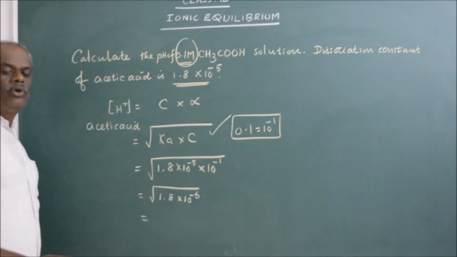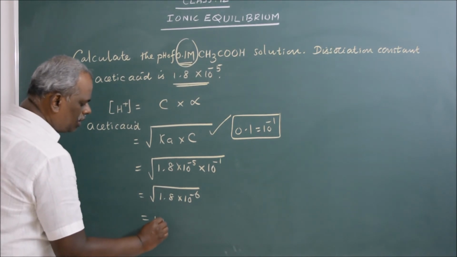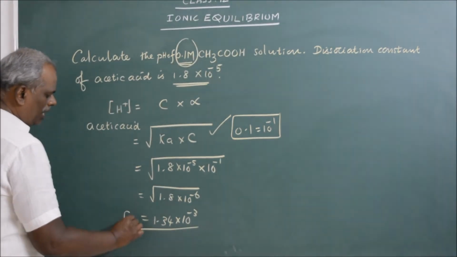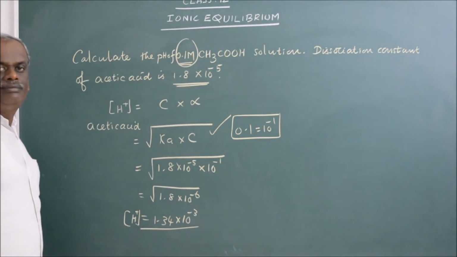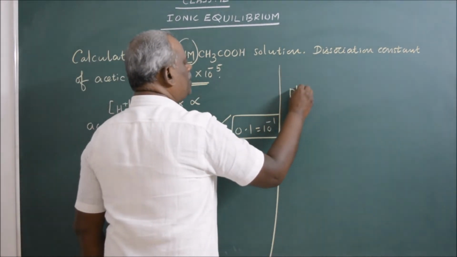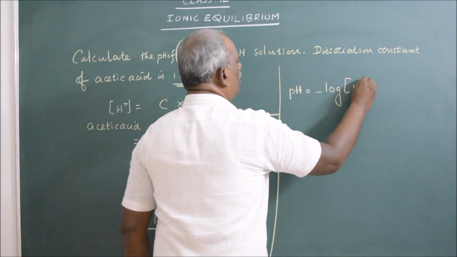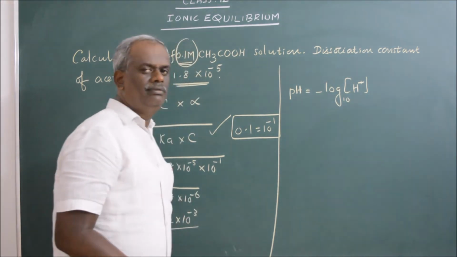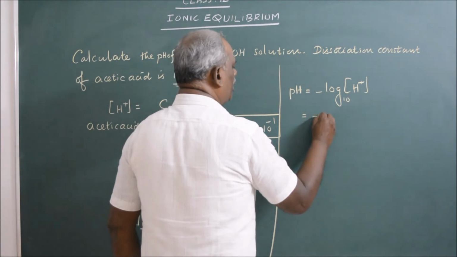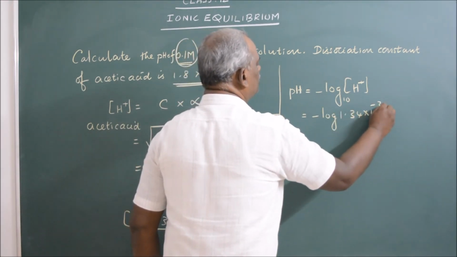On taking the square root, it's a fixed value. Normally you might be given the square root of this. It is equal to 1.34 into 10 power minus 3. Now the hydrogen ion concentration is ready. Then the next step is very simple. We can find the pH. pH is equal to minus logarithm of hydronium or hydrogen ion concentration to the base 10. The hydrogen ion concentration is provided here, so I can write minus logarithm of 1.34 into 10 power minus 3.